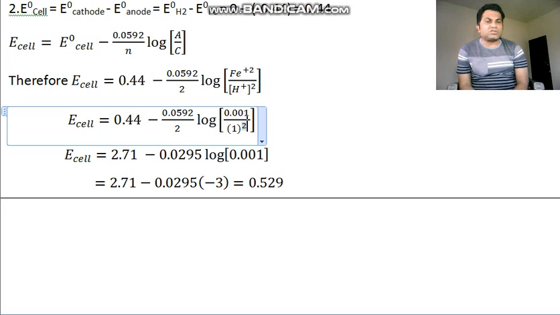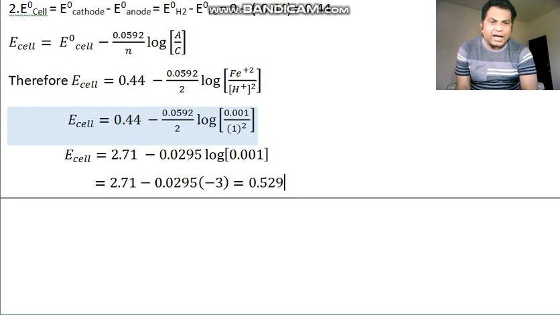0.0295 log 0.001. That is nothing but the -3. Calculator માં કરો અને પછી multiply કરશો. So this will be our answer. So hope that you get this answer.